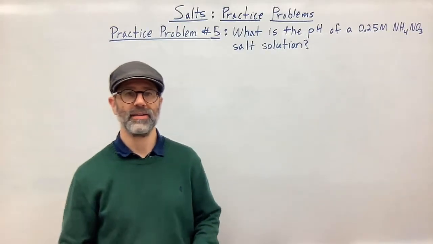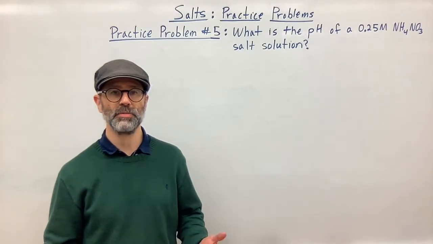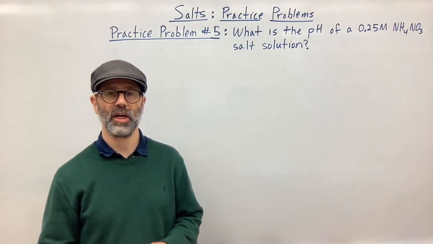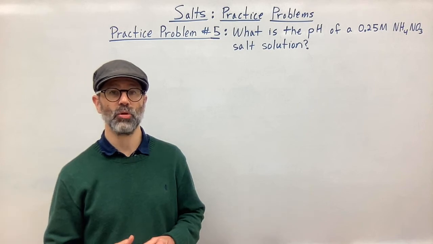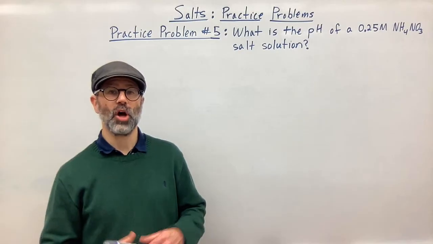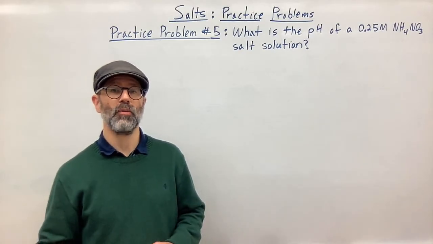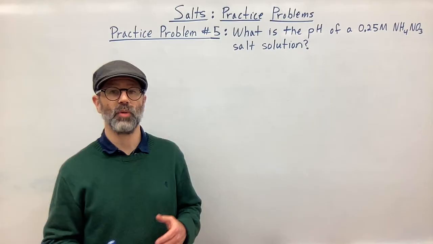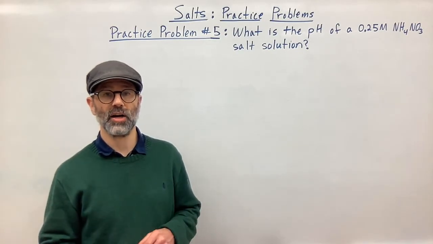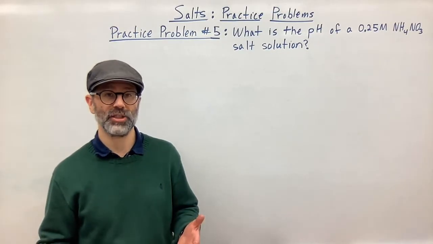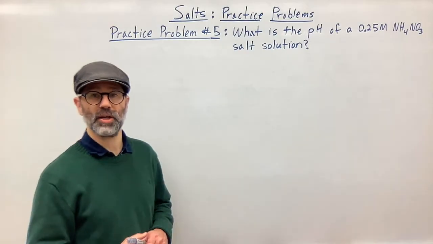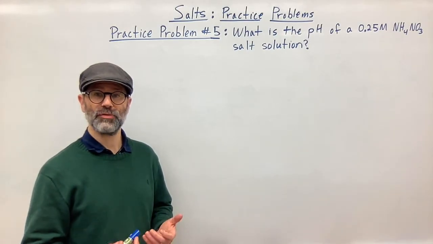Okay, welcome back. Now it's time for practice problem number 5. In this problem, they're asking us what is the pH of a 0.25 molar salt solution of NH4NO3. So where do we begin? Well, we first begin by deciding whether this is an acidic or basic salt. What are the species that are involved, and what reaction is going to happen, if any? So here we are given a 0.25 molar NH4NO3.